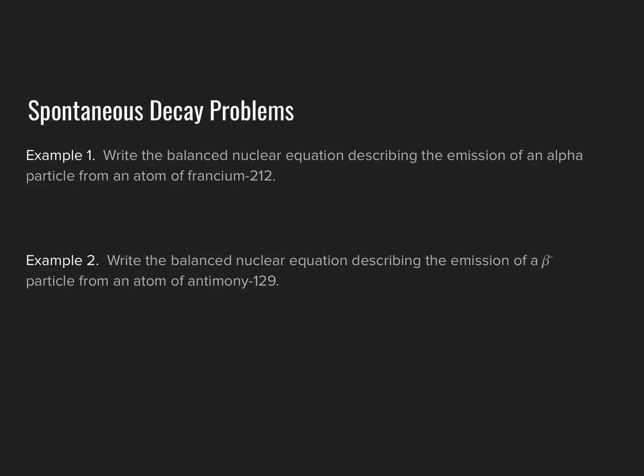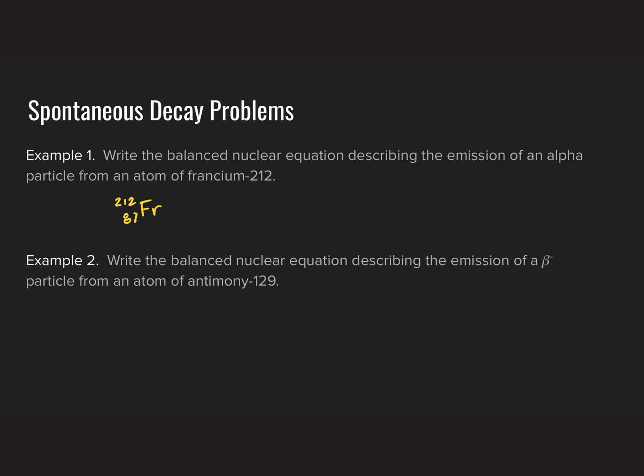First one, we're going to show a balanced nuclear equation describing the emission of an alpha particle from an atom of francium-212. And if you go ahead and notate on your page here, the atomic number for francium from your periodic table is 87. We'll go ahead and put that in the bottom left-hand corner. And then the 212, the mass number for this isotope, in the upper left-hand corner there, along with that symbol Fr.